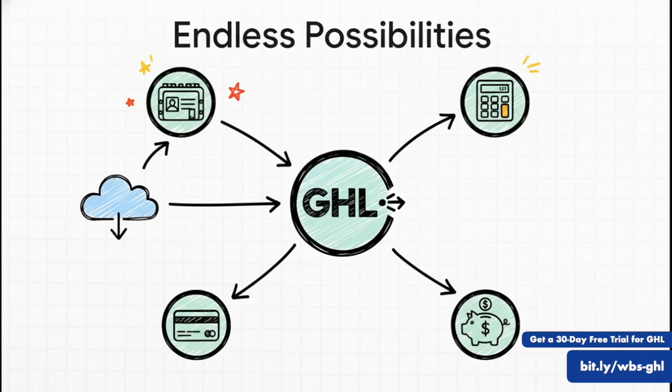You can automatically send a new lead over to HubSpot the second they fill out a form. You can trigger a complex quote to be generated in an external tool. You can connect to Stripe for custom payment actions. You could update your accounting software with a new sale in real time. You can even do the reverse and use webhooks to pull leads from other platforms into GHL. It's a true game changer.